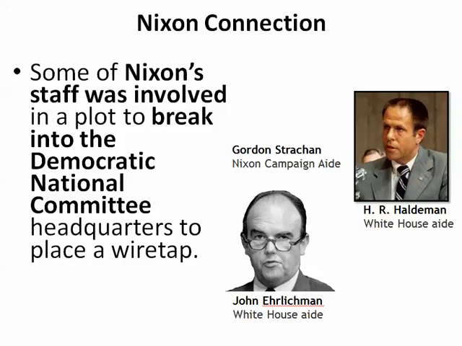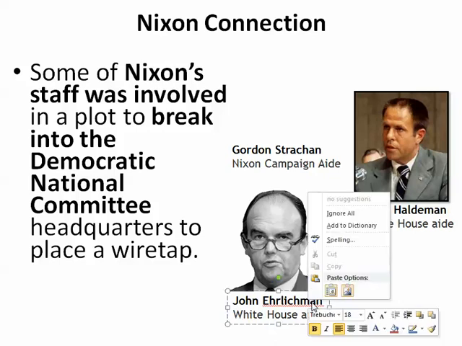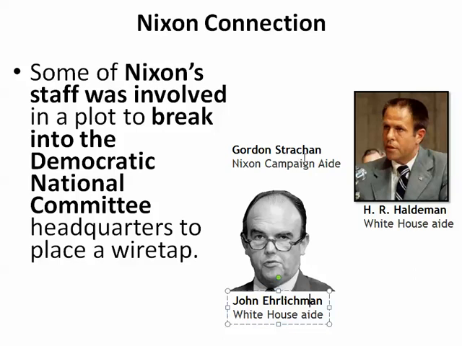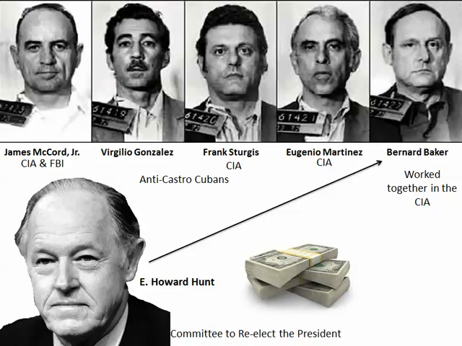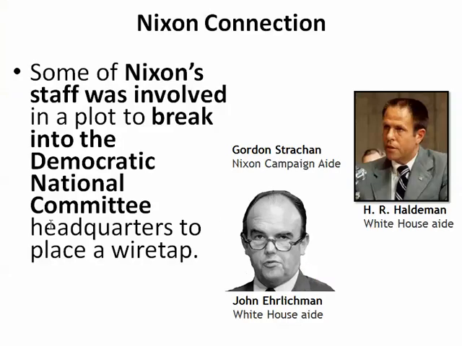And so the connection was made that some of Nixon's White House aides, H.R. Haldeman, John Ehrlichman here, and another guy, Gordon Strachan, a Nixon campaign aide trying to get him elected, were connected with these 5 men and with E. Howard Hunt. And so there was a connection with the White House and the White House aides. Now, it is still a mystery. Did Nixon know about it? Did he try to cover it up once he found out? Did he order these men to try to cover it up? Nobody really knows, but his administration was connected to the break-in.